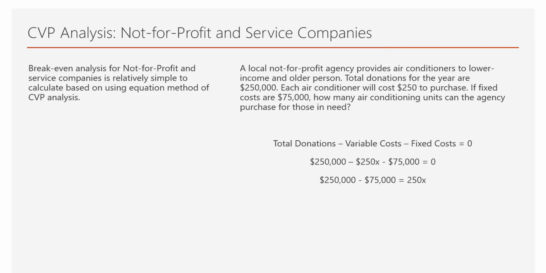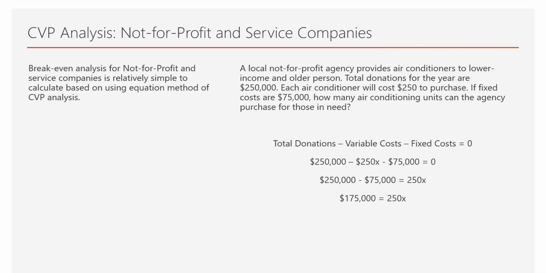I'm going to isolate my X term to one side, and what I can do in this case is just easier to take my 250,000 minus my 75,000, leave that on the left side of the equation, and subtract my 250X that represents my variable costs from the left side of the equation and put it on the right side. So now I've got $250,000 minus $75,000 equals 250 times X. In this case, my equation comes out to be $175,000 equals 250 times X.